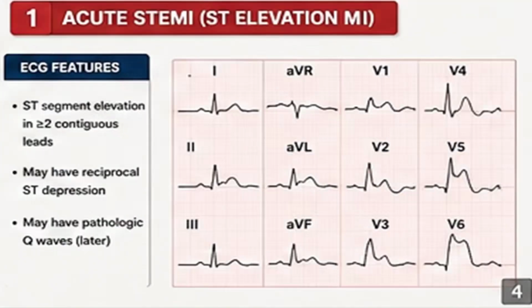Now, acute ST elevation MI. It occurs when a coronary artery is completely blocked. ECG findings include ST segment elevation in two or more contiguous leads, reciprocal ST depression in opposite leads. Later, pathological Q waves may develop. This is a medical emergency requiring immediate reperfusion therapy such as primary PCI or thrombolysis.